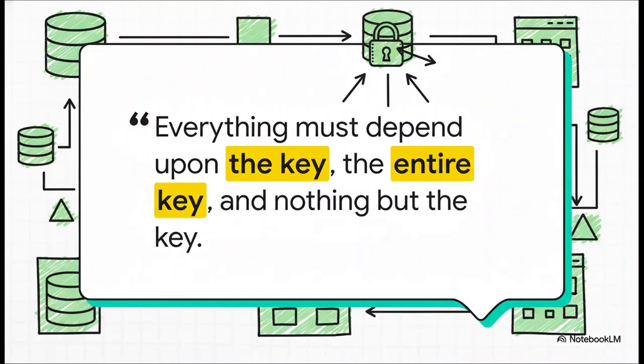If you only remember one thing from all of this, let it be this mantra. Say it with me. Everything must depend upon the key, the entire key, and nothing but the key. This one sentence perfectly sums up the entire philosophy of normalization. It really is the golden rule of good database design.